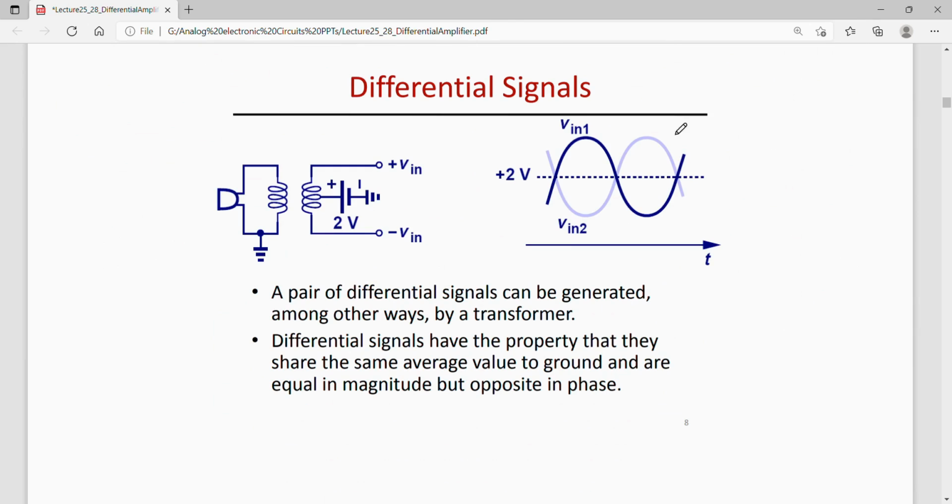Now differential signals are again being explained over here. Let us say we have a signal V in 1 and another signal V in 2. Here we can notice that both V in 1 and V in 2 are out of phase. That is, when V in 1 is high, V in 2 is low. Similarly, when V in 2 is high, V in 1 is low. So it's a differential signal. Both are out of phase with each other, so they can be applied to my differential stage.